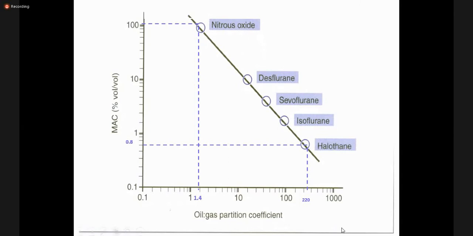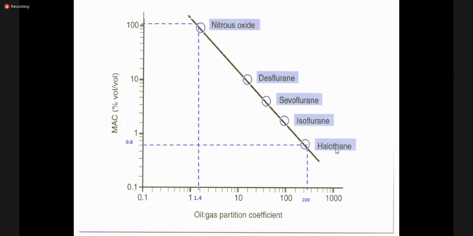Why? Halogen, because it is more highly lipid soluble, right? So powerful, the most powerful, as we have already discussed, the potency of the anesthetic agent is related to the oil gas partition coefficient.